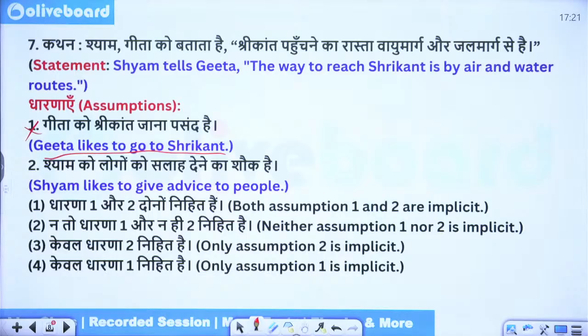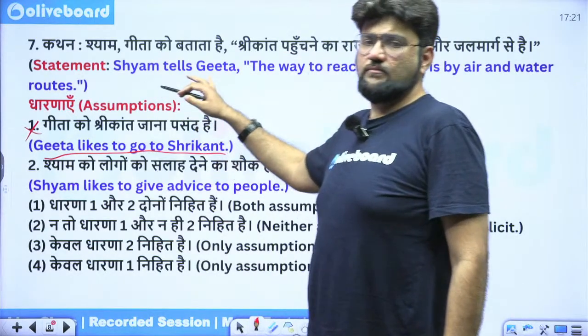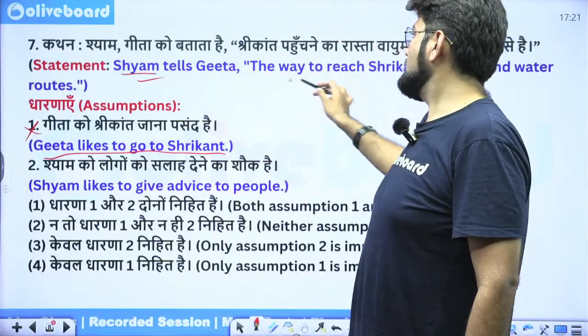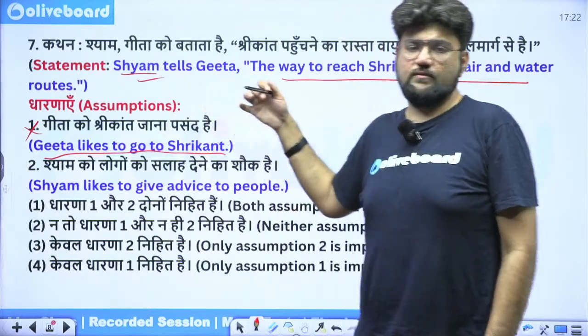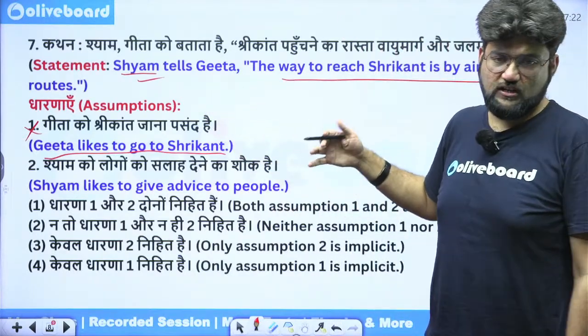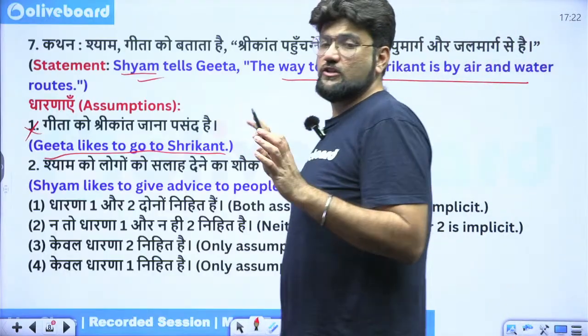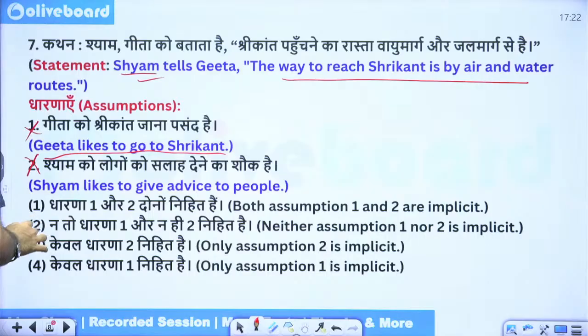Sham likes to give advice to people. Do I know that? No. Probably Geeta has asked Sham, so Sham is saying this. So even if you think from Sham's perspective, giving this advice that to reach Shrikant, there are air and water routes available. Maybe I hate giving advice as Sham, but I'm giving it. So I'm not sure what the author is assuming here, and it can surely not be either of them. So the answer is option 2.